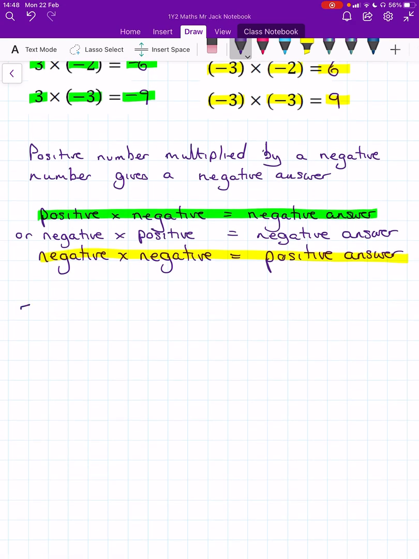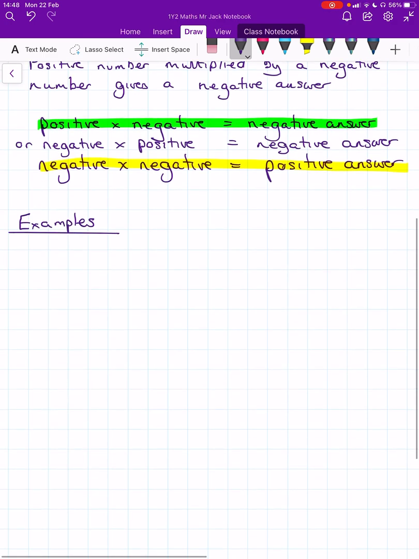So let's just have a look at a few examples. We're going to look at 4 and 5 multiplying. Okay, now I hope we know that 4 times 5 is 20, so I'm not going to mess around with the numbers, but let's just have a look at 4 multiplied by negative 5. Okay, hopefully you're looking at that going positive number multiplied by negative. That means we're going to have a negative answer. And we know that 4 times 5 is 20. So look at the way I dealt with that. I thought first of all about what my answer was going to be, positive or negative, and then I thought what the numbers would be.